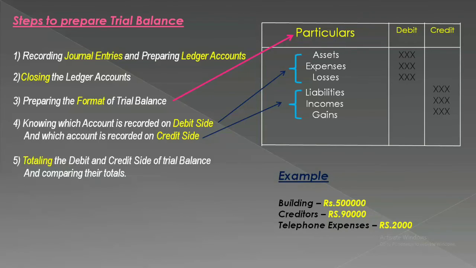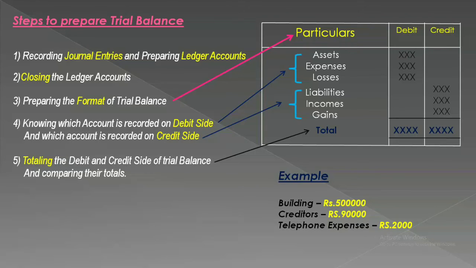Now the fifth step is totaling the debit and credit side of the trial balance and comparing their totals to check the arithmetical accuracy of the ledger accounts. If the total of both debit and credit side is equal, it means that journal entries and ledger accounts are prepared correctly. And if they are not equal, it means there is some mistake in preparing journal entries and ledger accounts, or it could also be due to a mistake incurred in the trial balance.